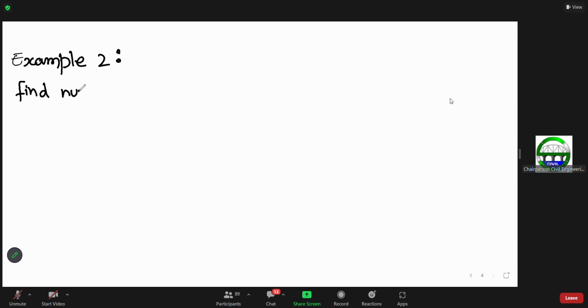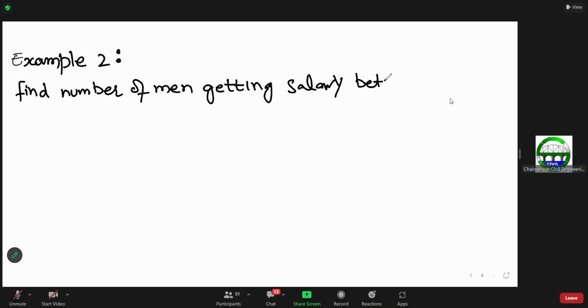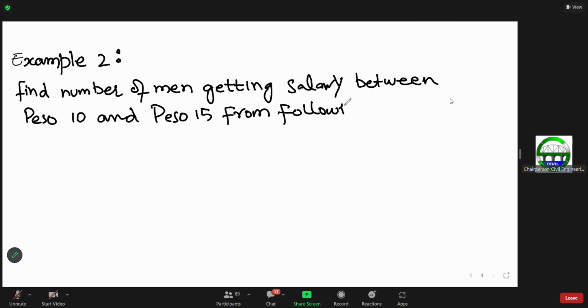the number of men getting wages, salary, between rupees, or like you can say peso, 10 and 15 from the following data.